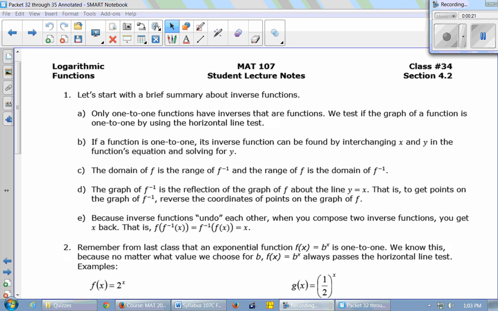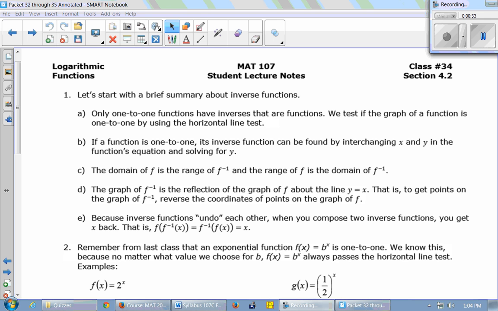So remember, only one-to-one functions have inverses that are functions. And you can test if the graph of a function is one-to-one by using the horizontal line test. If a function is one-to-one, its inverse function can be found by interchanging x and y in the function's equation and solving for y. The domain of f is the range of f inverse, and the range of f is the domain of f inverse, because inverse functions swap the role of input and output, so domain and range swap.